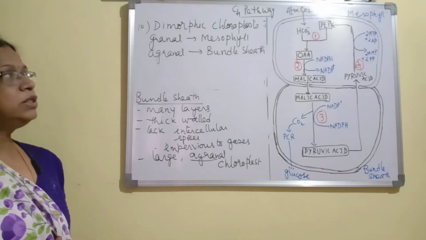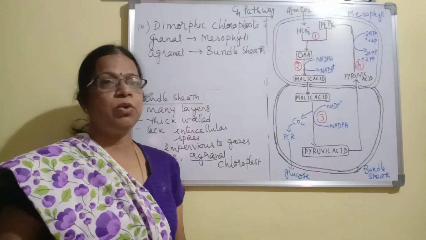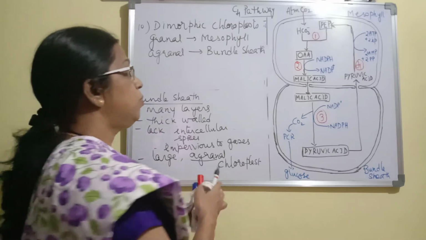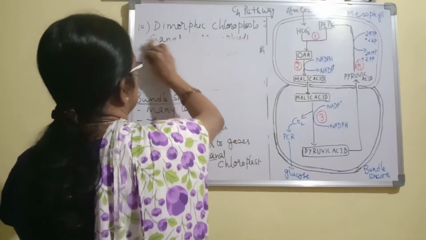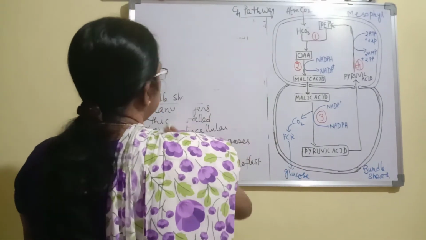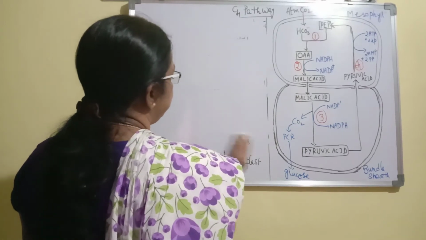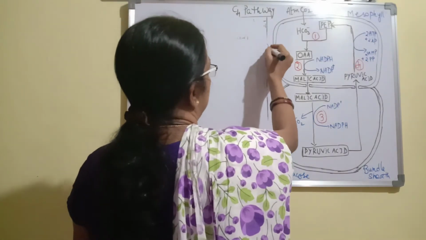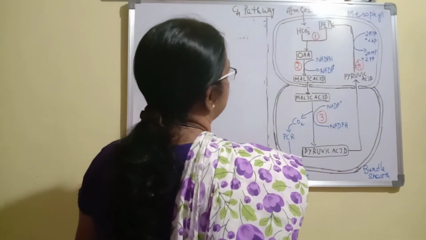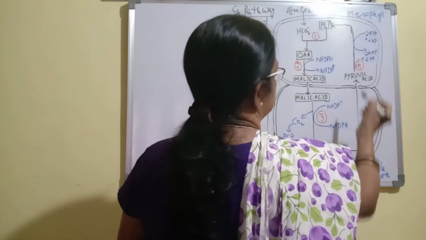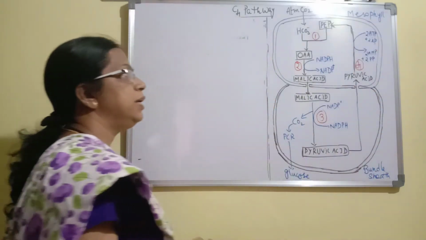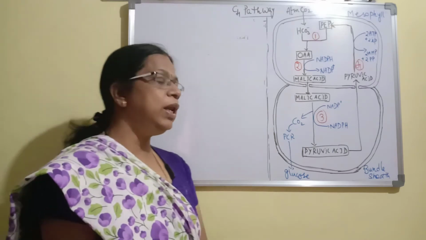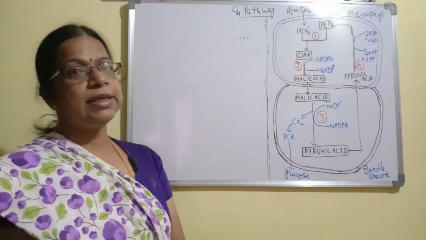Now let us see what the C4 pathway is. What exactly is the C4 pathway, how is it involved, and what are the different reactions taking place? The C4 pathway involves first two types of cells. One is the mesophyll cell, another is the bundle sheath cell. So the reactions will involve both mesophyll as well as bundle sheath cells.